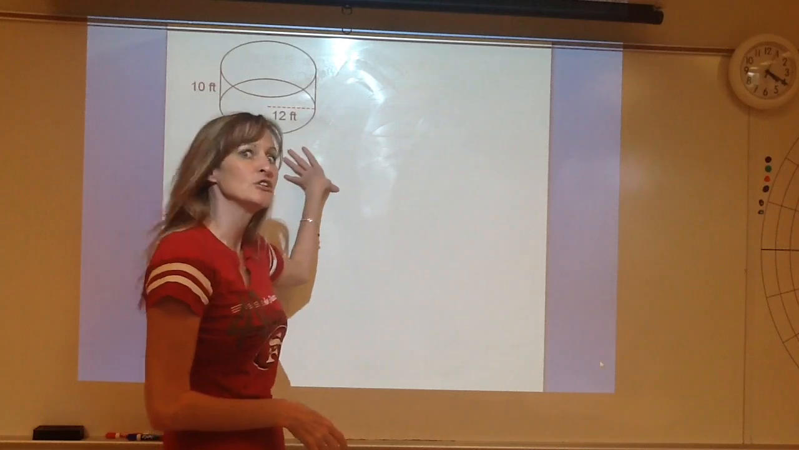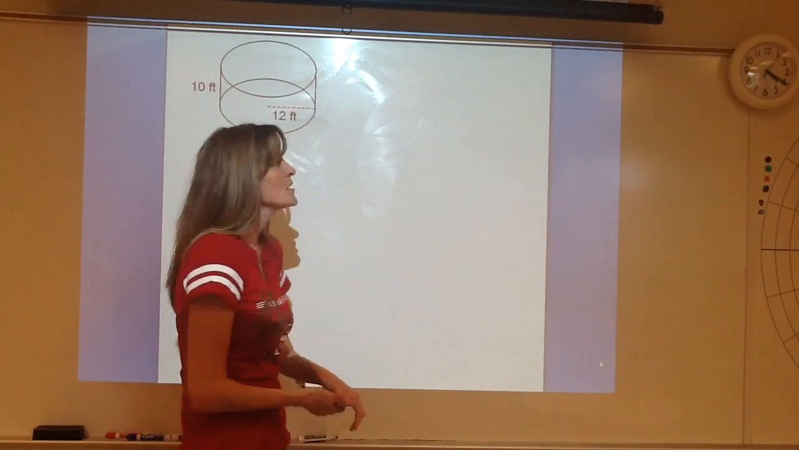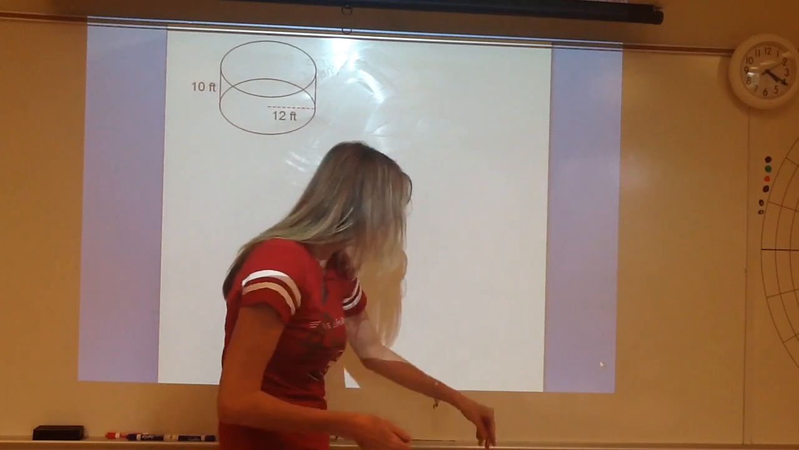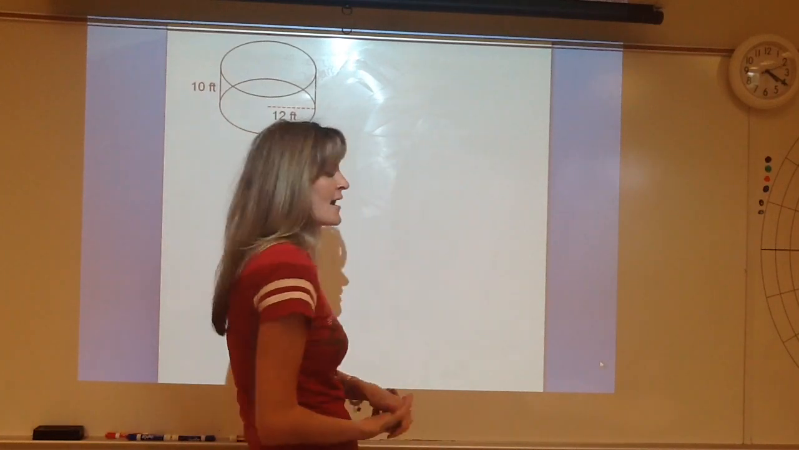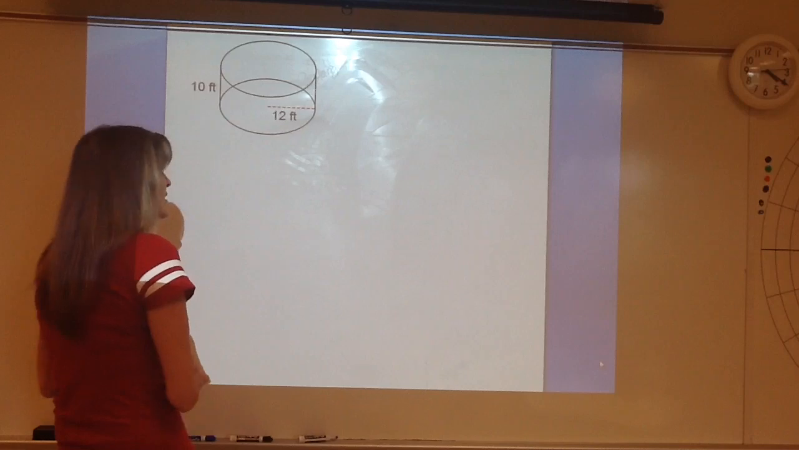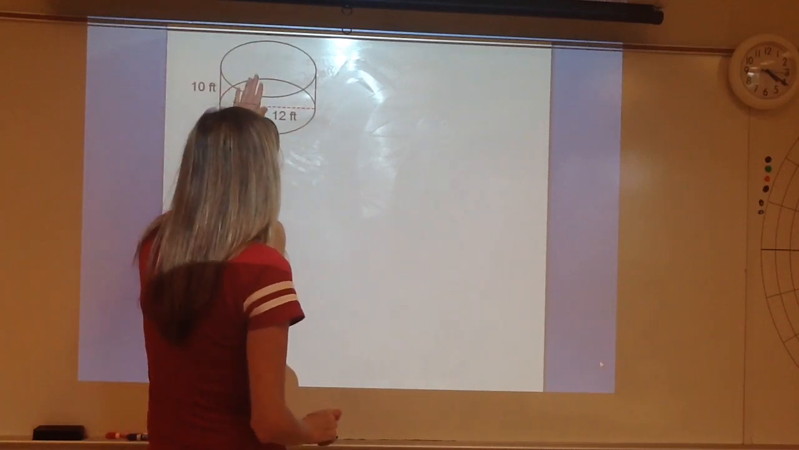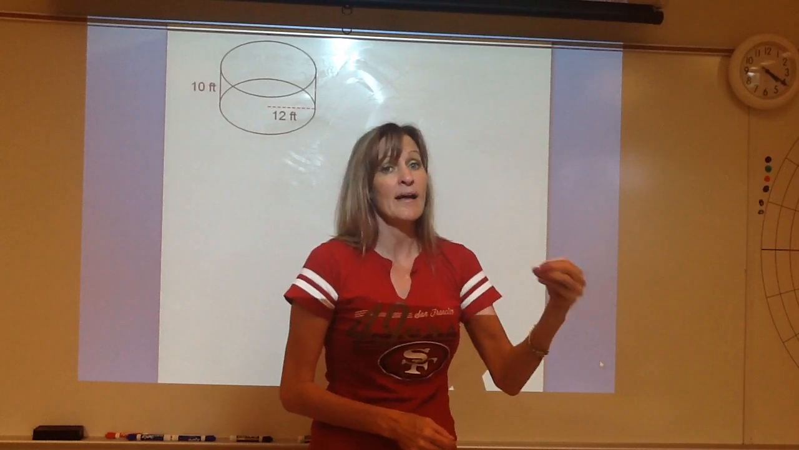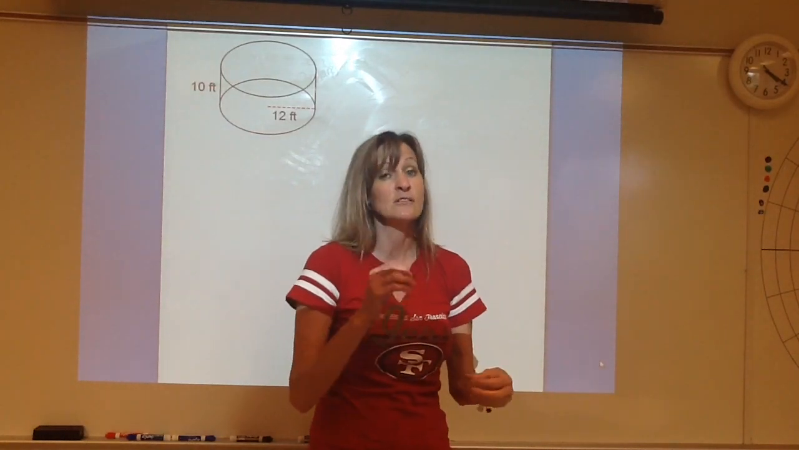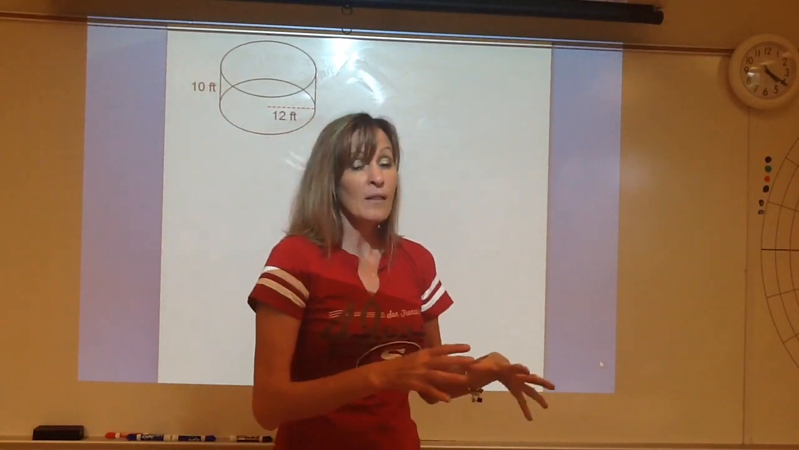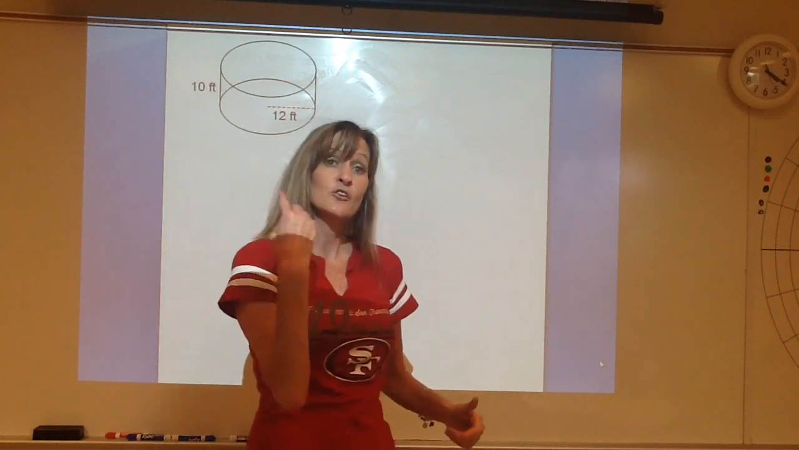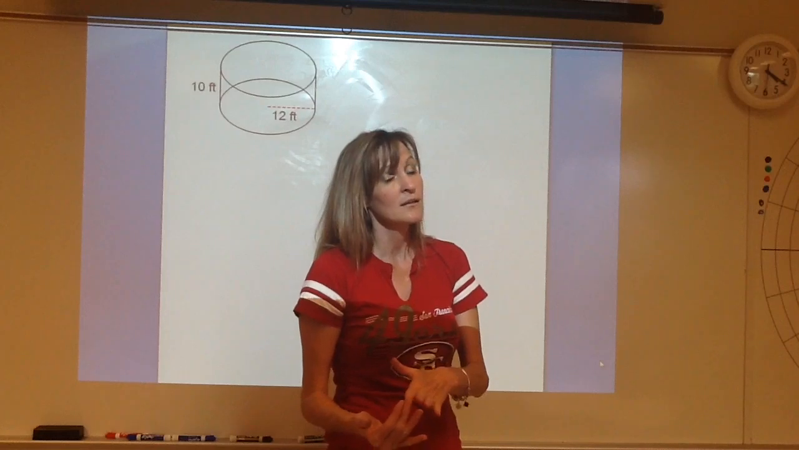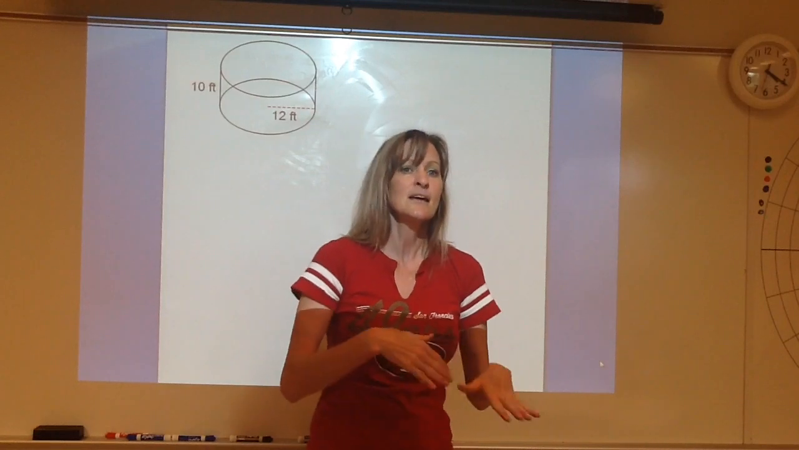So this is a cylinder, which is not a prism. And if you look on your formula chart, it gives you the formula for that, and it's a little bit longer. It's actually going to be 2 times the area of the bases, which is 2 pi r squared, because the area of a circle is pi r squared, plus the circumference of the circle, which is 2 pi r, that's how you find the circumference of the circle, times the height.